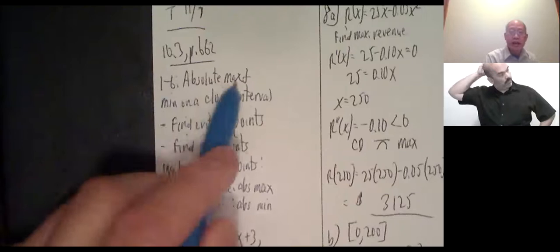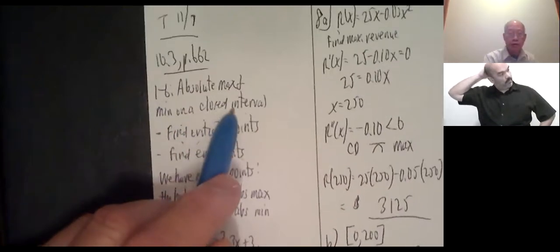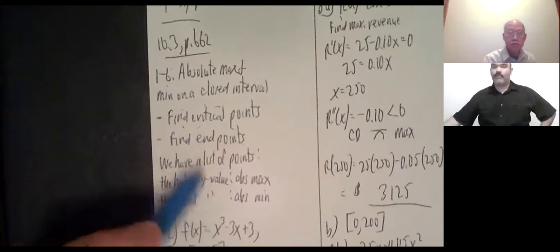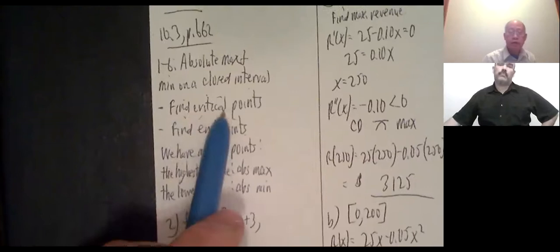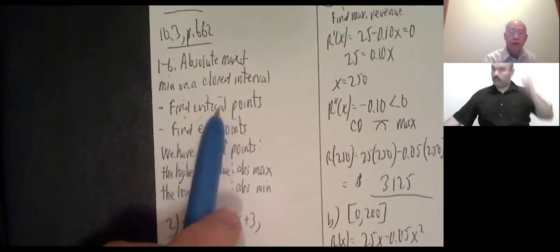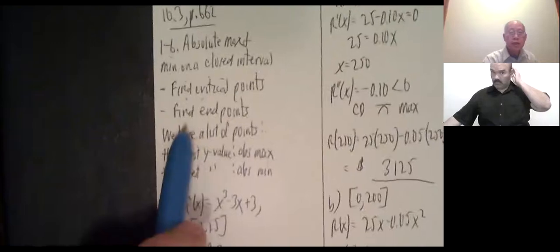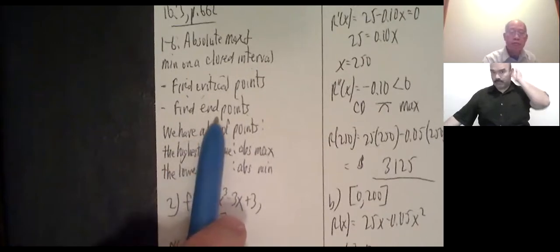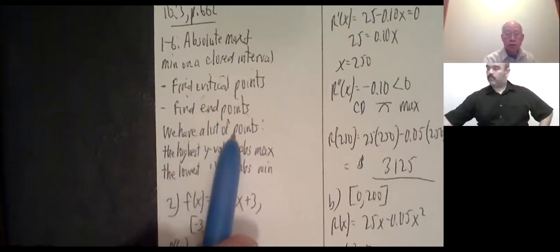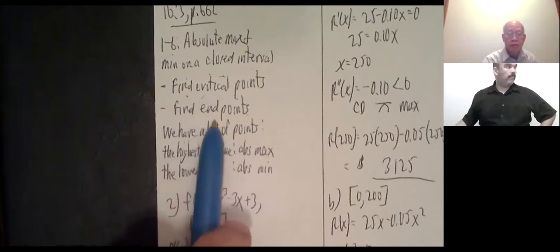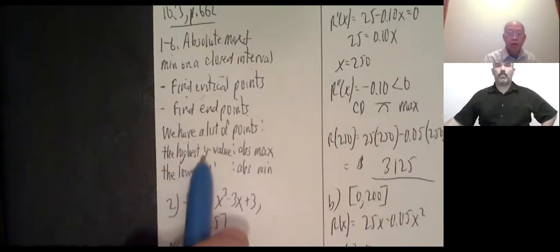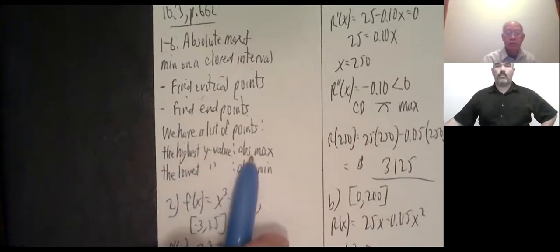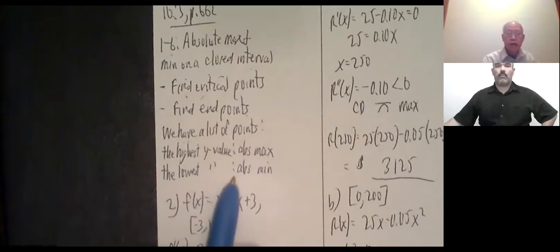To find the absolute max and min on a closed interval, and if you want to put this on your next cheat sheet, you may: find the critical points. What does critical point mean? Take a derivative, set it equal to 0. Find the y coordinates. Then find the endpoints also. The endpoints might be maximum or minimum. So you're going to have a list of points, the critical points and the endpoints. Just look at that list. The highest y value will be the absolute maximum. The lowest y value is the absolute minimum.